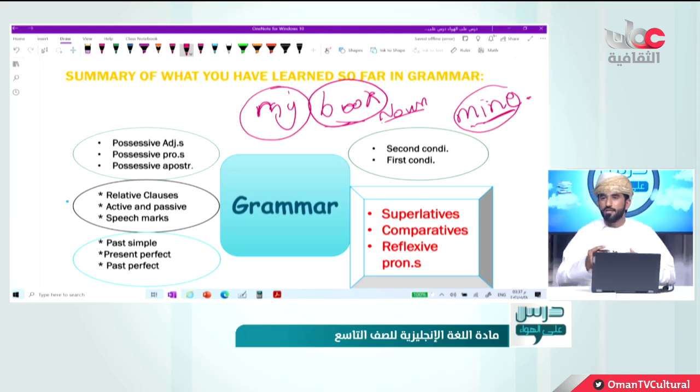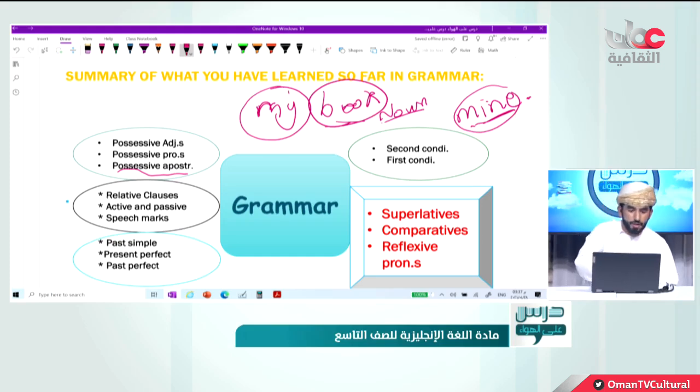So what can we say? Do you remember what Mr. Ismail said about those possessive pronouns? He said that they can stand alone. Am I right? They can stand alone. They don't have to be followed by a noun like the possessive adjective. Am I right? And then we talk about possessive apostrophe. I don't want to mention it. You can just go to your skills book.